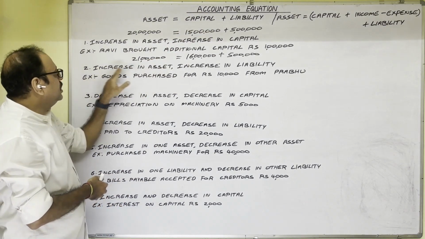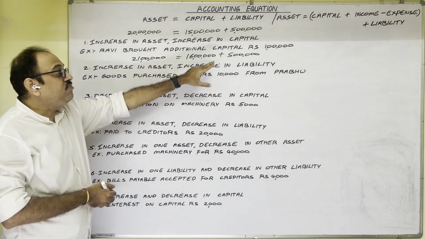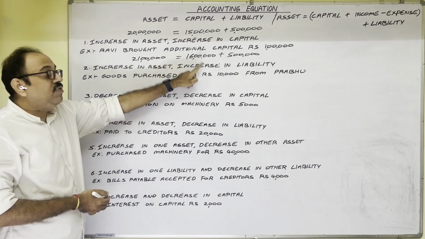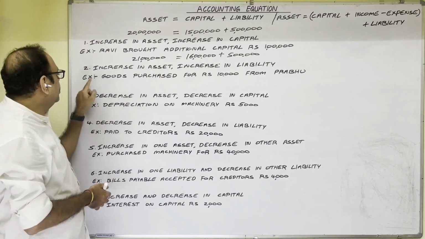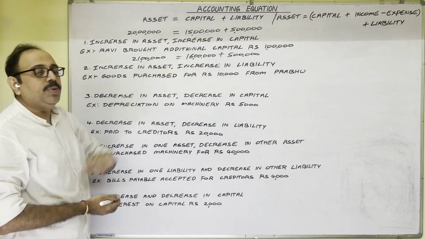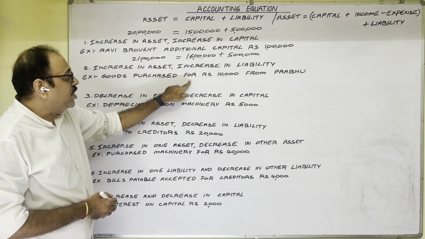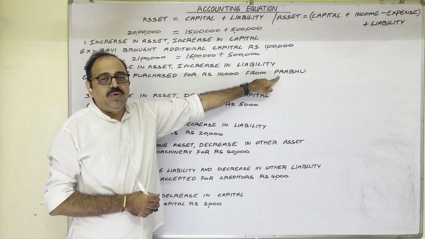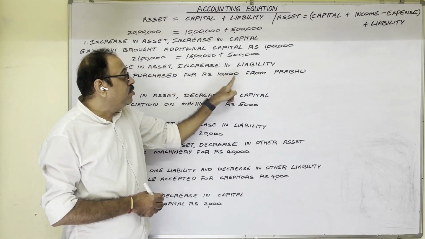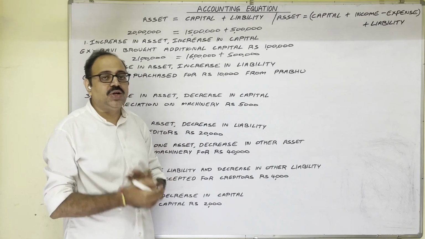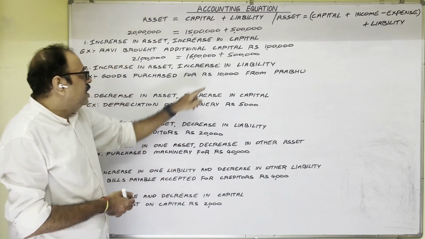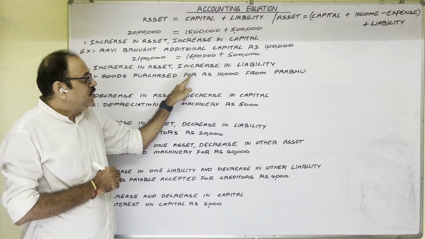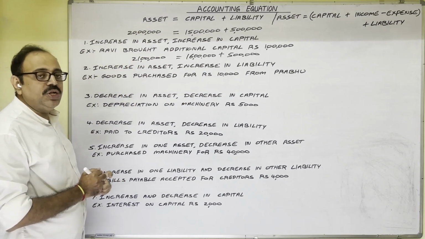Then the second one is increase in one asset, increase in one liability. In some transactions one asset increases and one liability increases. Example, goods purchased for 10,000 from Prabhu. Here we purchased goods from one supplier known as Prabhu. So when the supplier's name is given to us, the meaning is we are buying goods from him on credit. So cash is not going. So what happened here? 10,000 worth of goods are coming into the firm. Goods is an asset now. So asset value increases by 10,000 rupees.